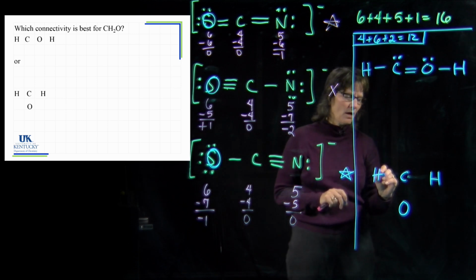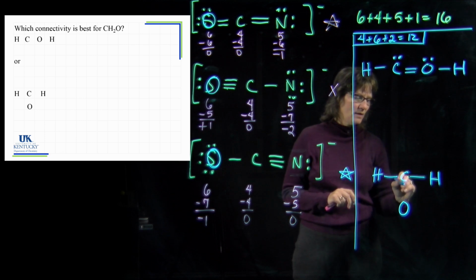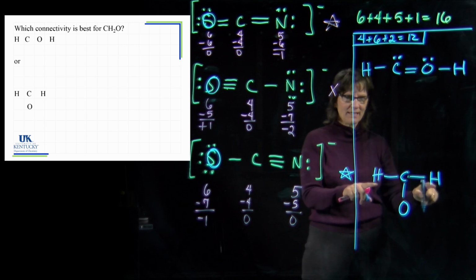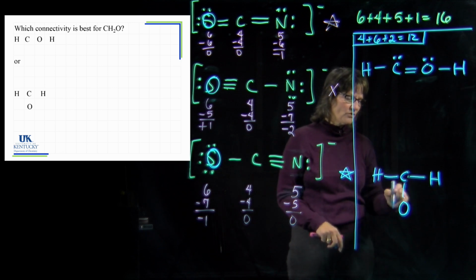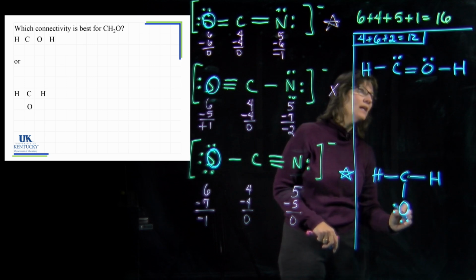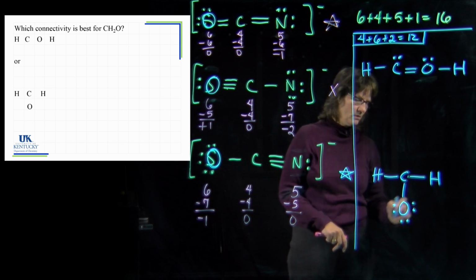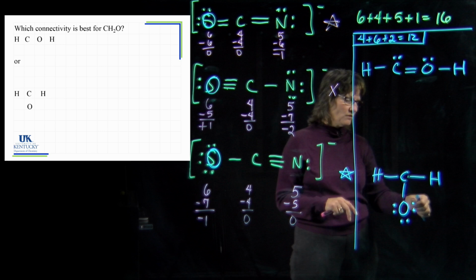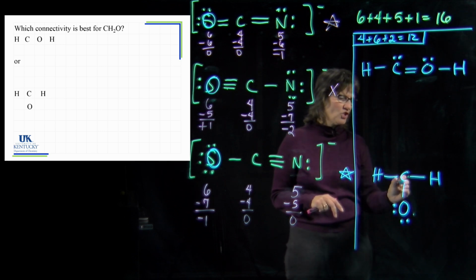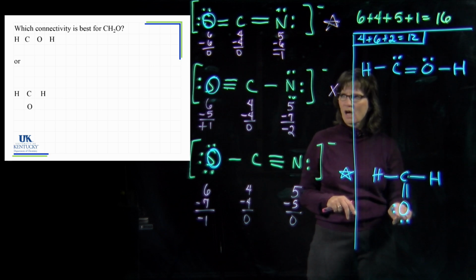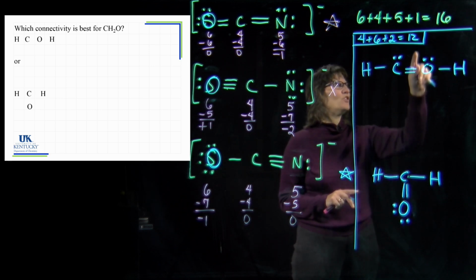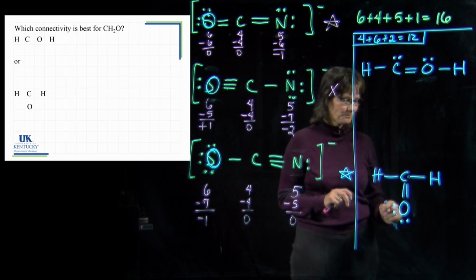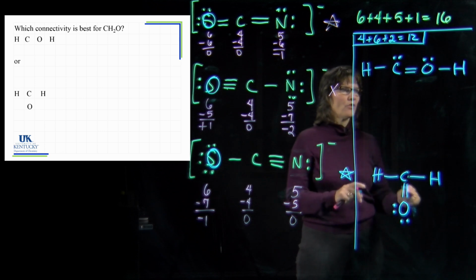Connect everything with single bonds, 2, 4, 6. Go to the terminal atoms, the outside atoms, and give them 8. Well, hydrogen doesn't get any more, so we go to the oxygen. 2, 4, 6, 8, 10, 12. Okay, so I've used all my electrons, but my carbon is not happy, so I'm going to shift. So I'll take 2 of these electrons and shift them in. They still belong to oxygen, but they're being shared with carbon. I have used a total of 12. Let's double check. 2, 4, 6, 8, 10, 12. I've used 12. And everybody has 8. So there's its Lewis structure.